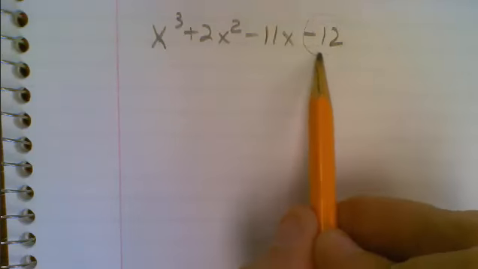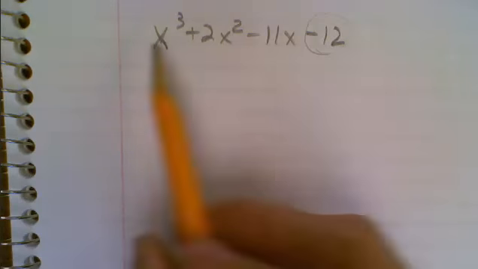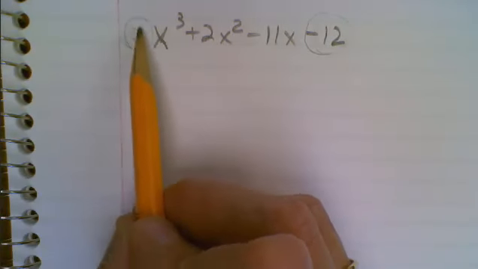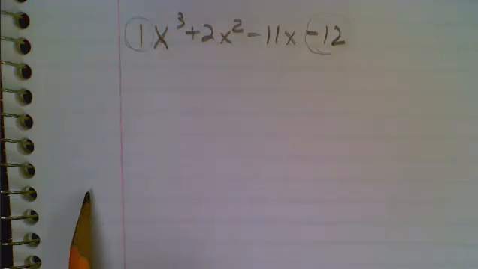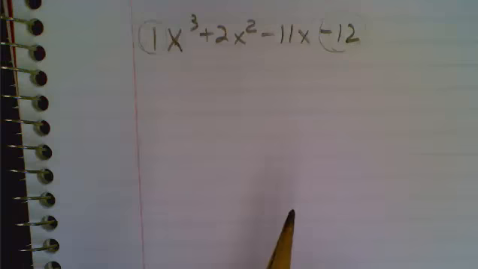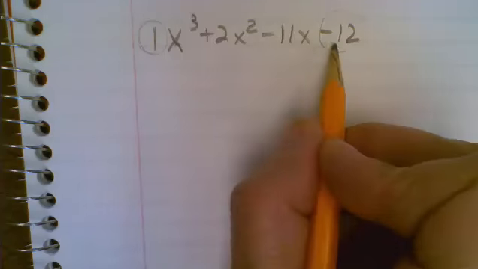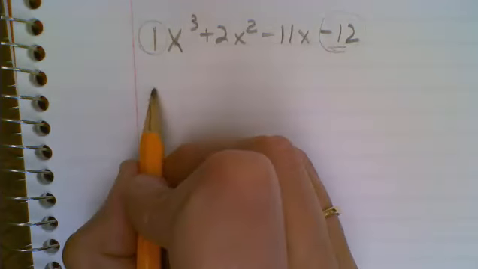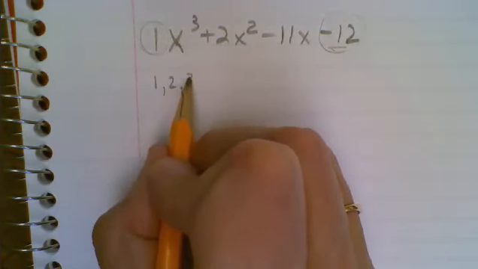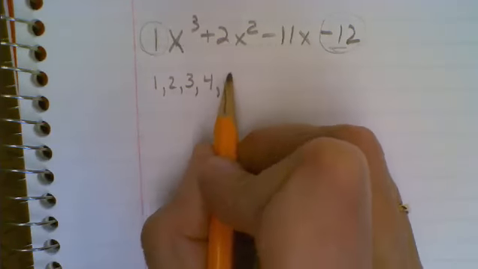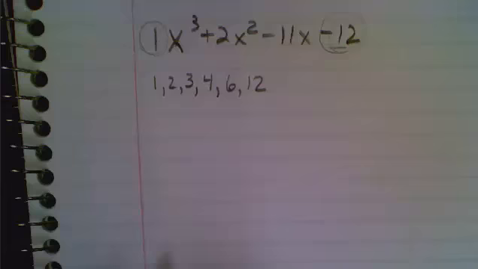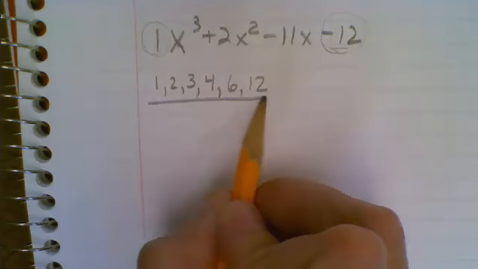Remember, you're looking at this number here for the numerator, and the coefficient over here, which is a 1, for the denominator. So your possible roots, the numerator has to be a factor of 12. So it could be a 1, a 2, a 3, a 4, a 6, or a 12. All of those are possibilities for the numerator.